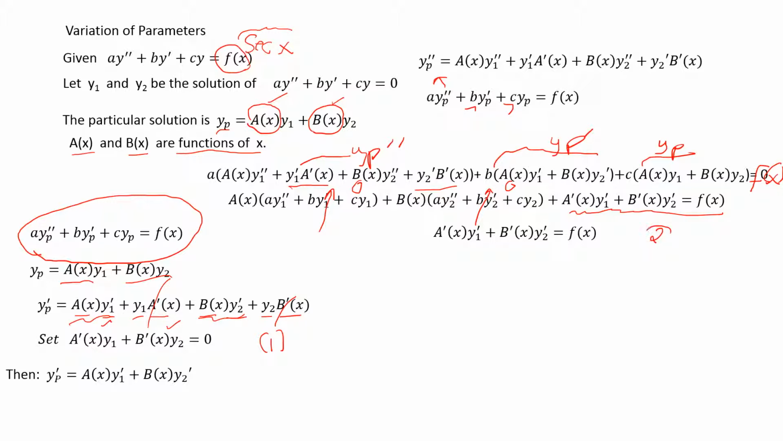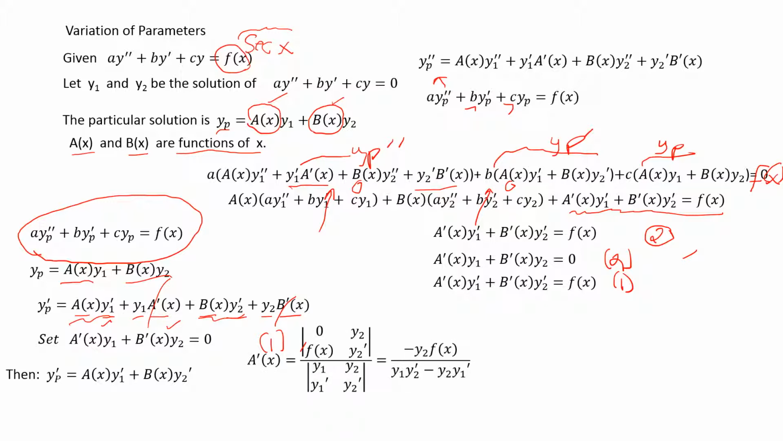Let's summarize. We have equation 1 there and equation 2 there. This is actually our equation 1, and this is actually our equation 2. Next, we solve this simultaneously. Use Cramer's rule.